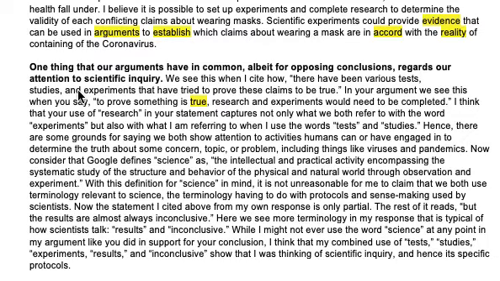Okay. So again, we see here one thing that our arguments have in common, albeit for opposing conclusions, regards our attention to scientific inquiry. So notice that in this comparison, they are going to focus on what they have in common in terms of what they gave attention to, right? It's not focused on definitions, it's focused on the focus of their reasoning. And so here we get the gist, just the gist, which is scientific inquiry.